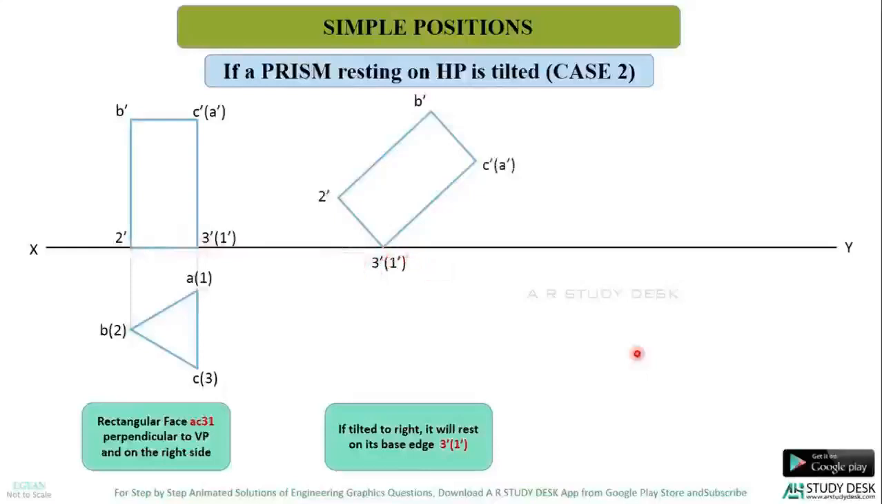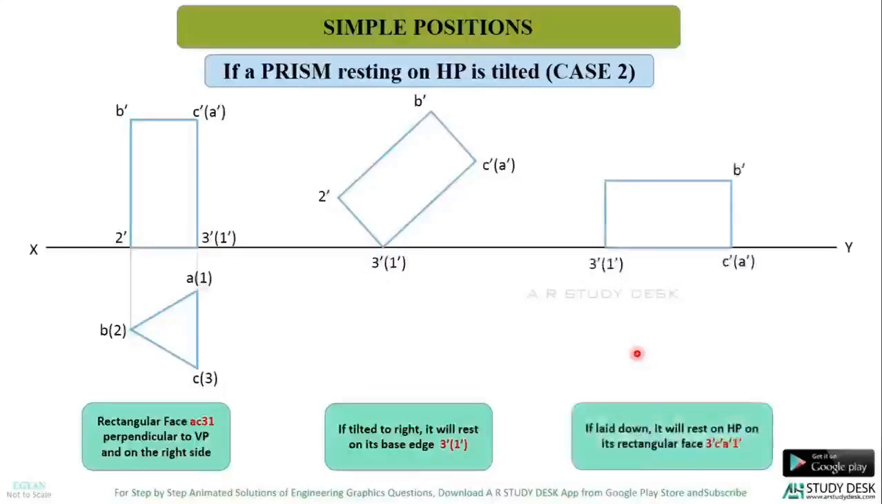Okay. And what happens if I make it lie down like this? It will rest on 3CA1, or in the front view 3 dash C dash A dash 1 dash, which is nothing but the face of the prism.